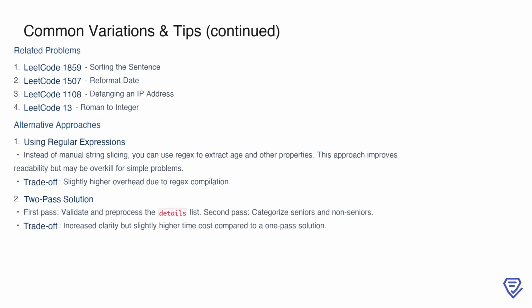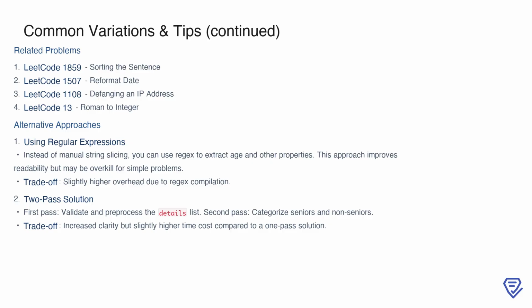If you're interested in exploring related problems, there are several on LeetCode that involve similar concepts. For example, Sorting the Sentence requires reordering words based on numbers embedded in a string, while Reformat Date involves parsing strings into a specific date format. Defanging an IP Address is another great example that deals with straightforward string manipulation, and Roman to Integer involves converting a symbolic representation into a numeric value. Diving into these problems can deepen your understanding of string processing techniques.